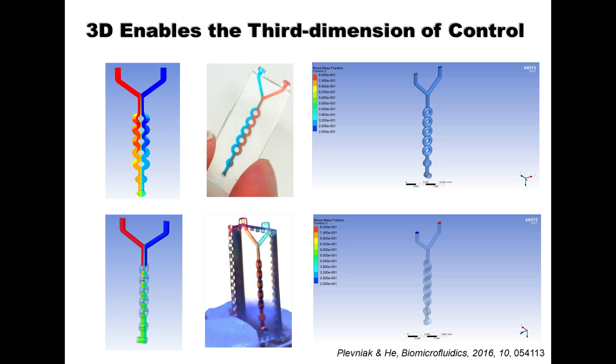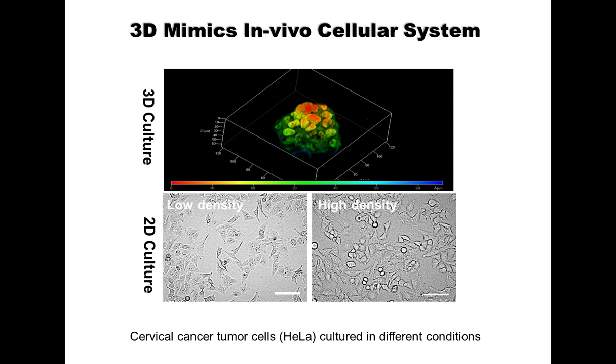So which actually gives us a certain idea. The third dimension of fluid control can be powerful, and it can be utilized for certain applications, especially in biomedical research. Those are some applications we're going to show later. And then the other advantage of this three-dimensional geometry is really important: mimicking the in-vivo cellular system.